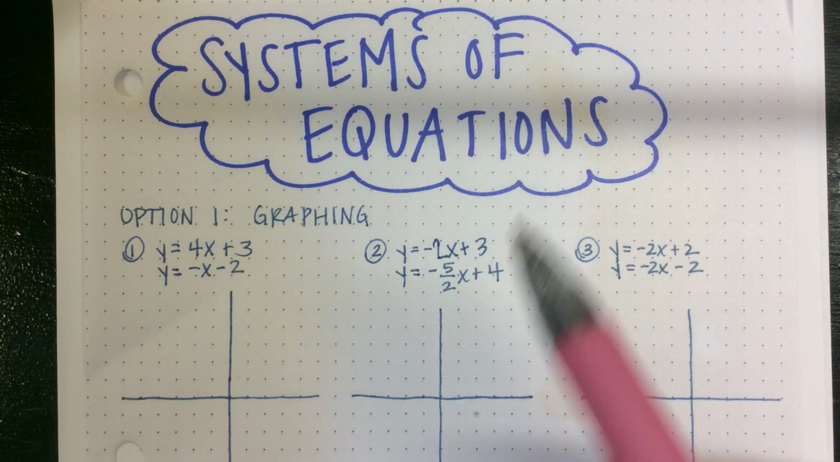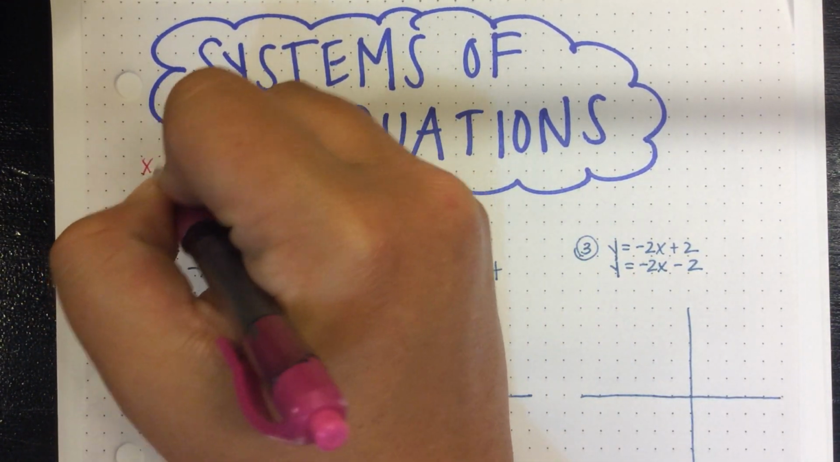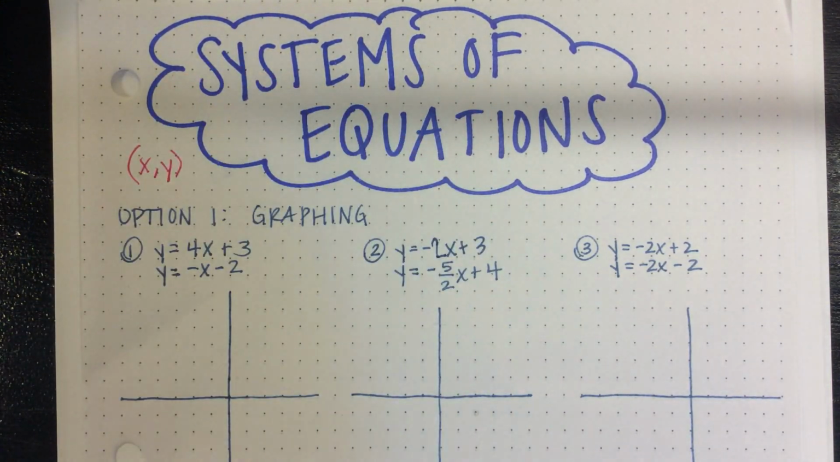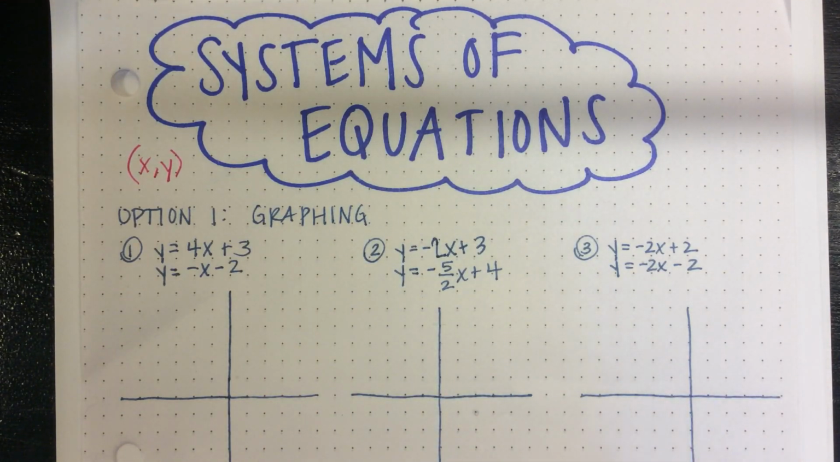The answer to our systems of equations, well, there's going to be a couple options, but we're looking for a point. We're looking for an x and a y that make it to where these are the same, and we'll kind of get into that. We have three ways of solving systems of equations. The first option is by graphing.